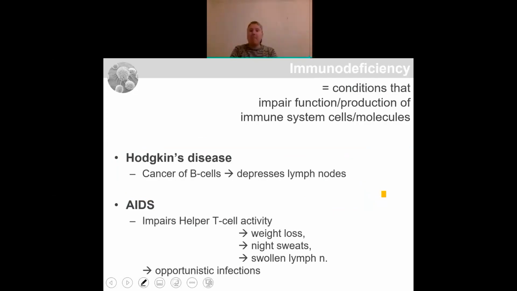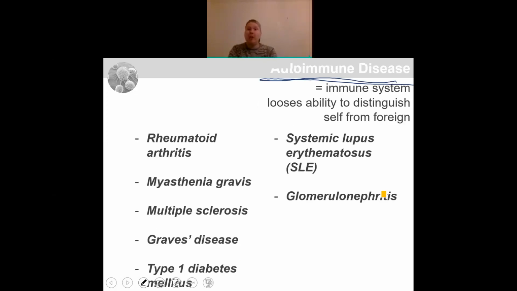There were a couple of immunodeficiencies, when your immune system does not work correctly, and I listed those. Hodgkin's disease is an issue with cancer of B cells, so your lymph nodes don't work correctly. HIV is an issue with helper T cells. Again, you get many kinds of symptoms, and eventually you die from a weakened immune system. So a normal cold or normal flu can be the cause of death, most commonly in HIV.